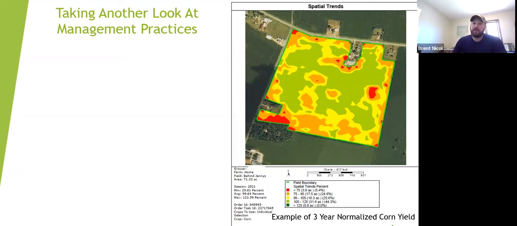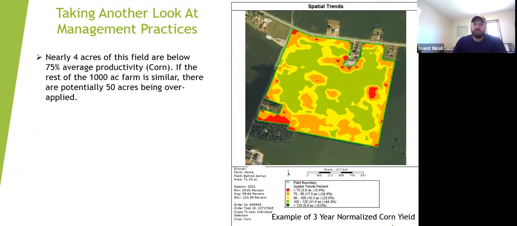The colors on the map are showing productivity trends: red showing less than 75% productivity, orange being between 75 and 95% productivity, yellow being 95 to 105% productivity. That's what I'd consider the average producing areas for this map. And those green areas being above 105% productivity, so really the meat and potatoes of the field. For this map, what we really want to look at are the red and the orange areas. So looking at this field, where are we least productive, and are we managing those acres the same as the rest of the field?